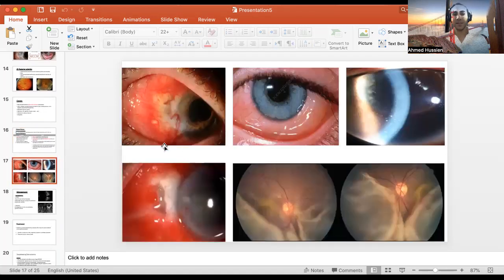Again, there is scleritis here with thinning of the cornea and thinning of the sclera here. Here there is conjunctival ecchymosis. Here is keratic precipitate as an indicator of uveitis. Again, here there is inflammation and thinning of the sclera. Here there is serous retinal detachment.